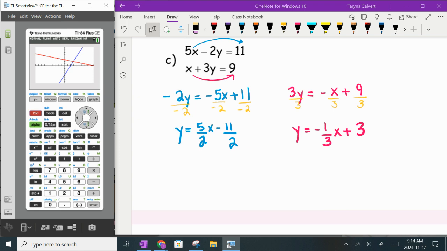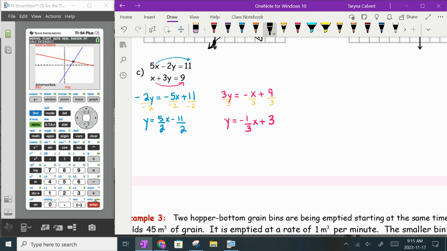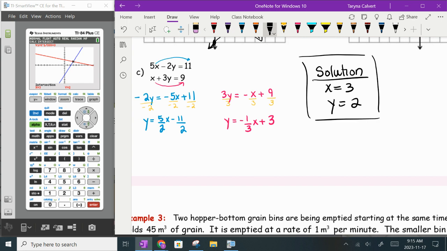So calculate, intersect, enter, enter, enter. Your goal is to get that, so that's my solution. My solution is where x equals 3 and y equals 2. If you don't get that, put up your hand, double check your equations, okay?